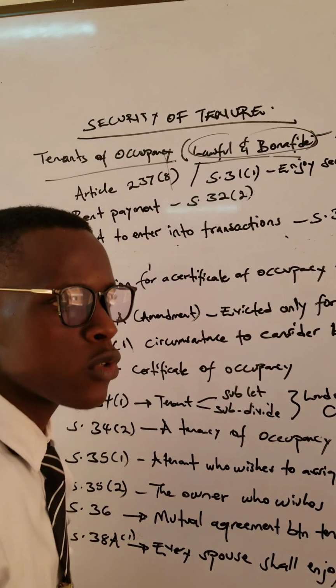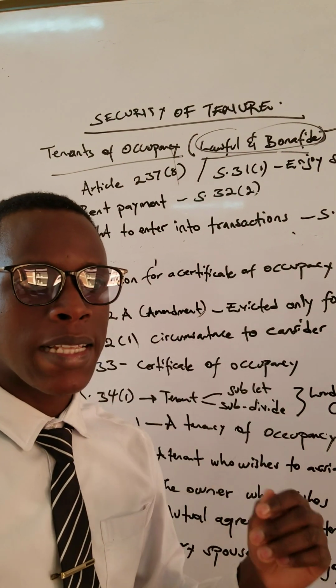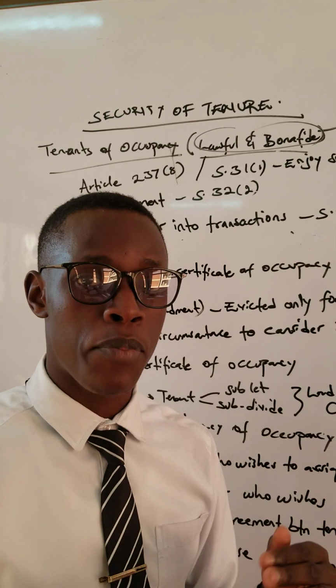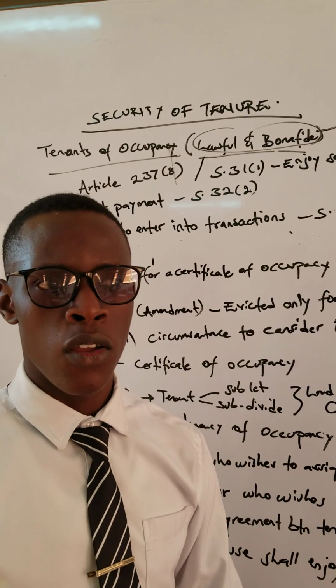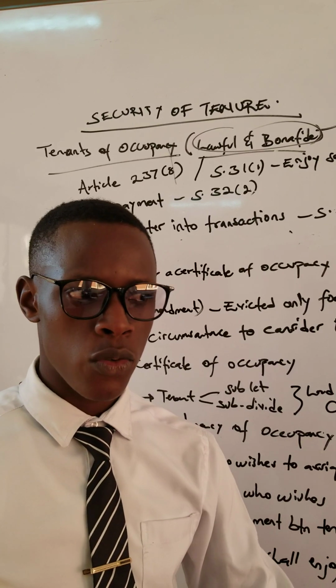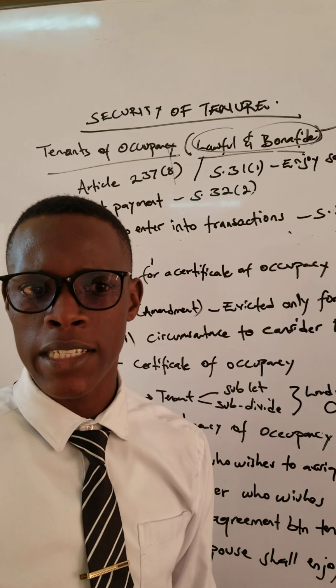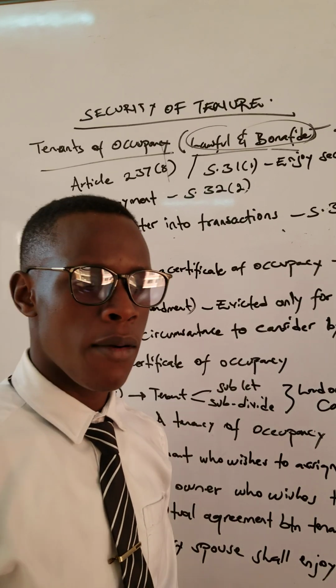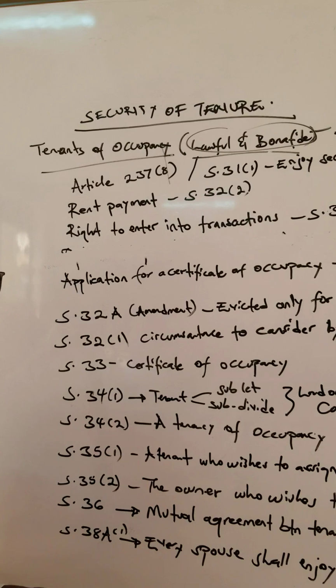What do they mean by security of tenure? Security of tenure is your personal right to stay on a particular property, on that land, without being evicted just anyhow. You gain that right, that authority, that mandate to stay on that land lawfully and be protected by what? By the law. That's what they mean by security of tenure.